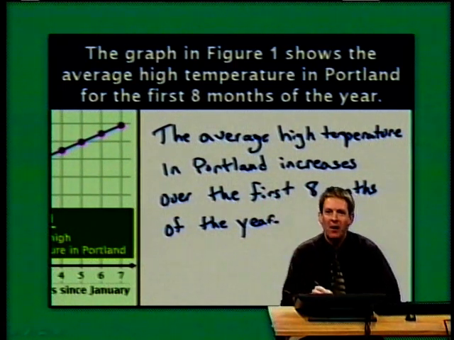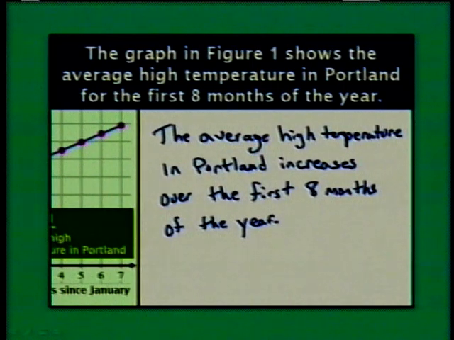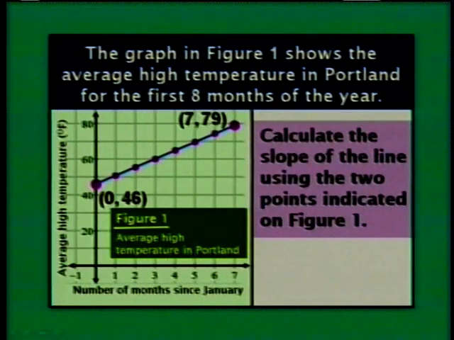Now, recall what this lesson's all about. It's about slope. So I'm thinking we probably got a slope question coming up. By golly, we sure do. Calculate the slope of the line using the 2 points indicated on Figure 1. So I've gone ahead and indicated that we have the point (0, 46) and the point (7, 79).